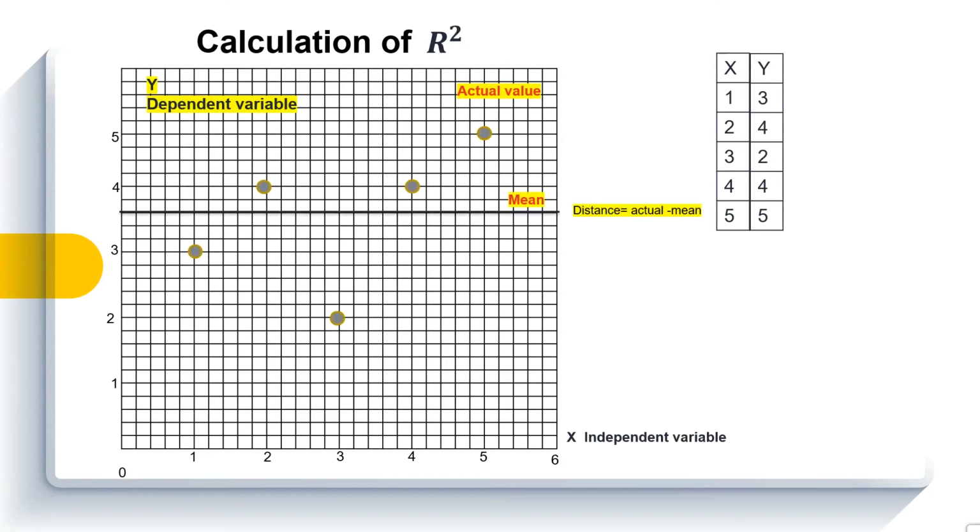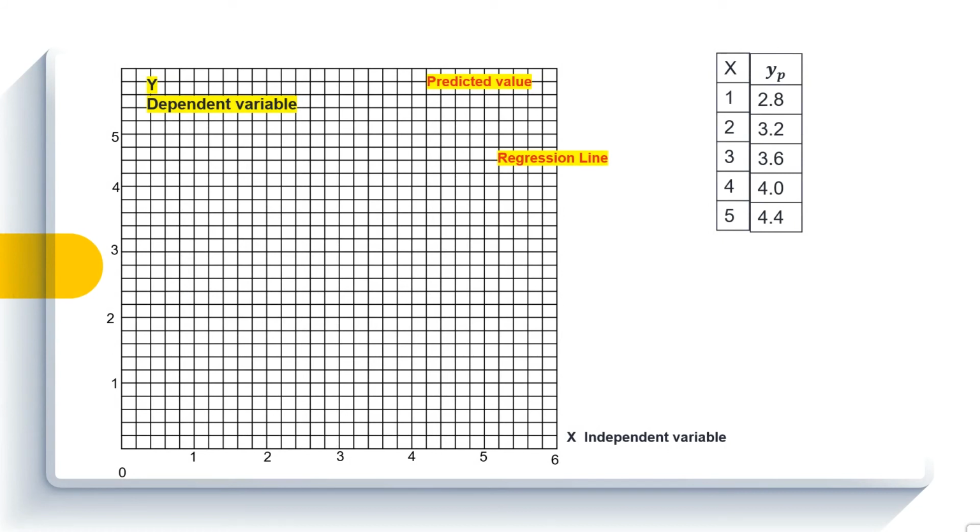So these are our actual values plotted on the graph. We have calculated the predicted value of y as 2.8, 3.2, 3.6, 4.0, 4.4. Remember, we calculated the predicted value of y from the equation y predicted equals 0.4 times x plus 2.4, for every x equal to 1, 2, 3, 4 and 5. From there we got the predicted values of y. So let's plot it on the graph.